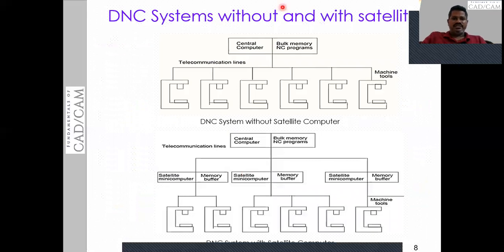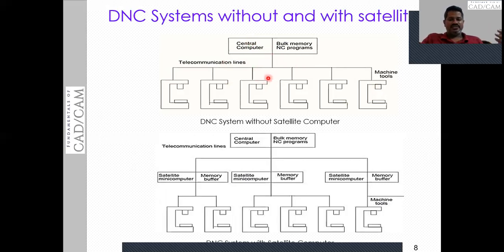So now let us discuss the different types of DNC system. Basically there are two types of DNC systems. One is the DNC system without satellite computer, and the other is the DNC system with satellite computer. As I said just now, the basic principle is that you have a central computer, and all the machines are connected through telecommunication lines to access the program from the central computer. This is the basic principle of the DNC system.